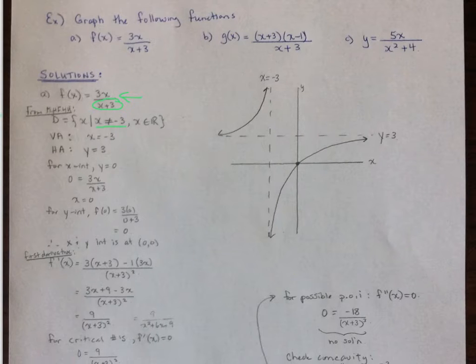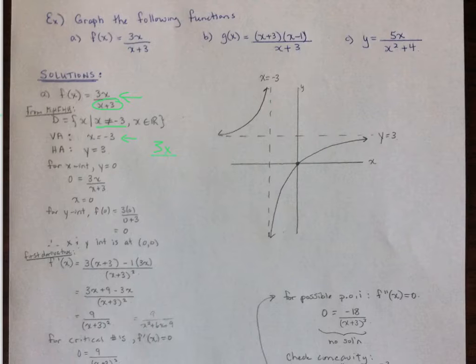And there's nothing to reduce that with, so that infers that this is a vertical asymptote of x equals -3, which you'll notice I've dotted in on my graph already. I also noticed that the degree of the numerator is equal to the degree of the denominator.